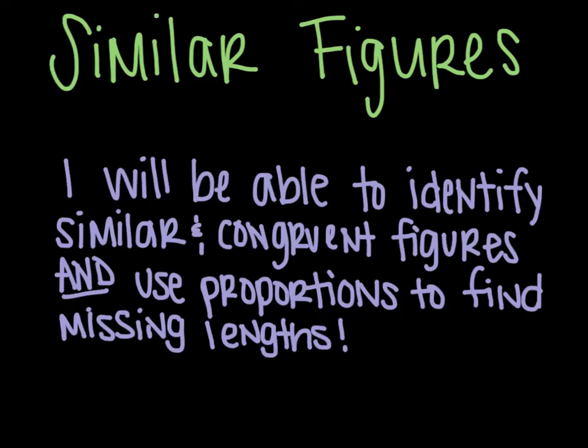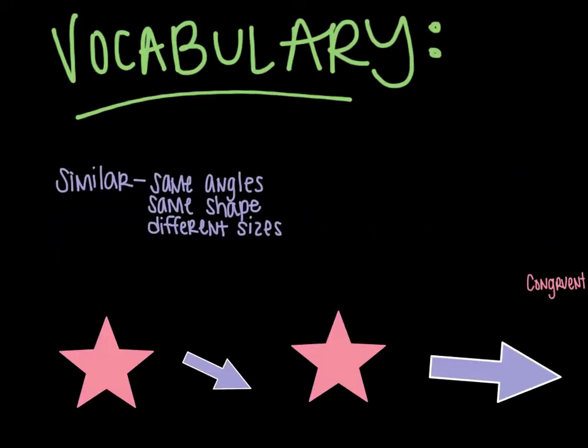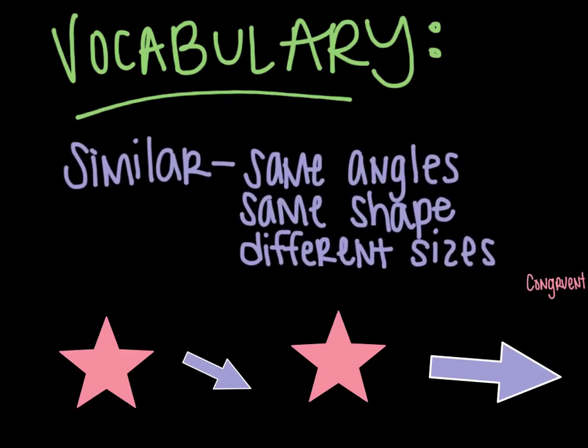You will be able to identify similar and congruent figures and use proportions to find missing lengths of those similar figures. Vocabulary that you need to know. First, similar means they have the same angles, degrees, the same shape, they are just different sizes.